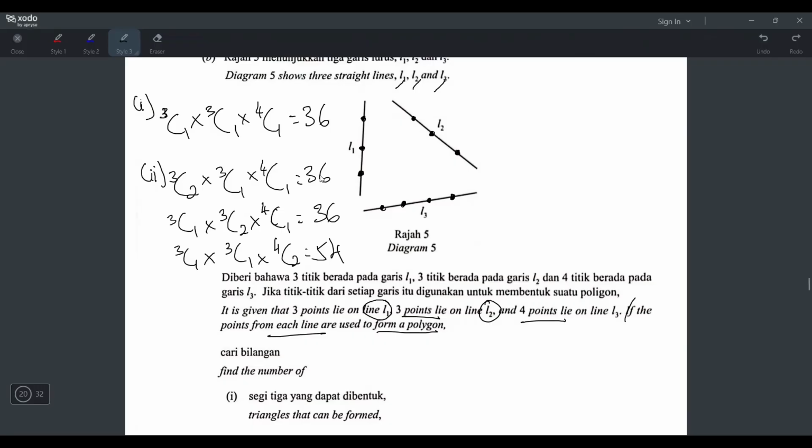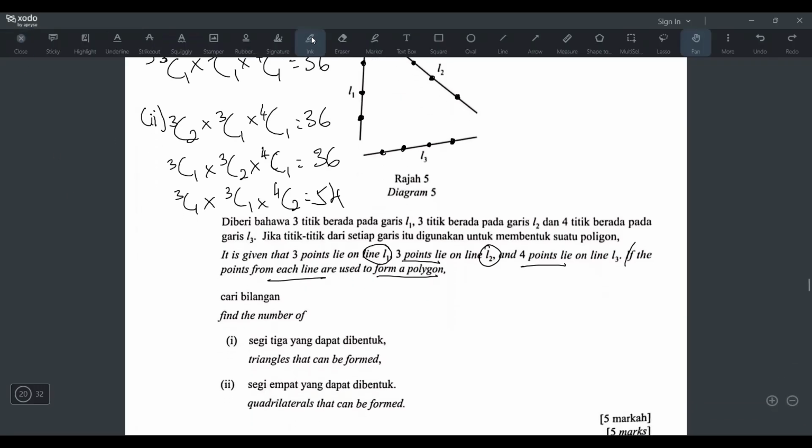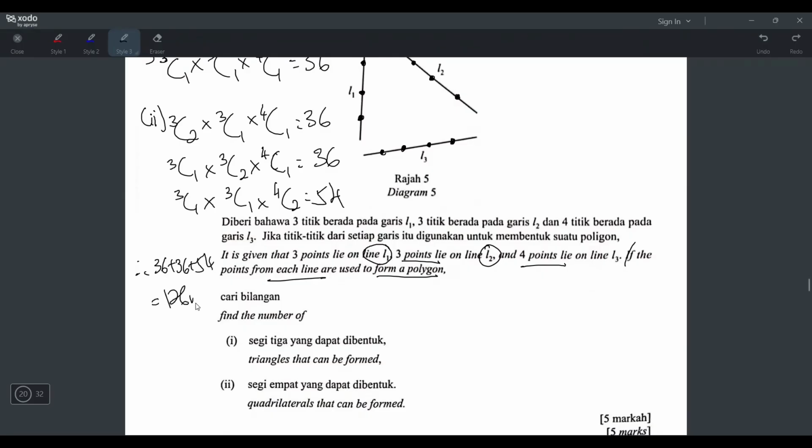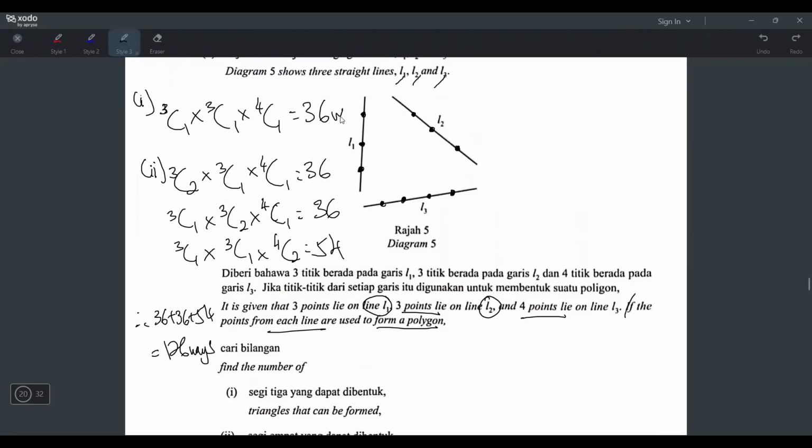Okay, but the answer would be all this added together. So the number of quadrilaterals formed would be how many? Everything added together. So I'll just write here 36 plus 36 plus 54. You get 126 ways. The question one is 36 ways. This one is 126. Okay, that's all. Done.